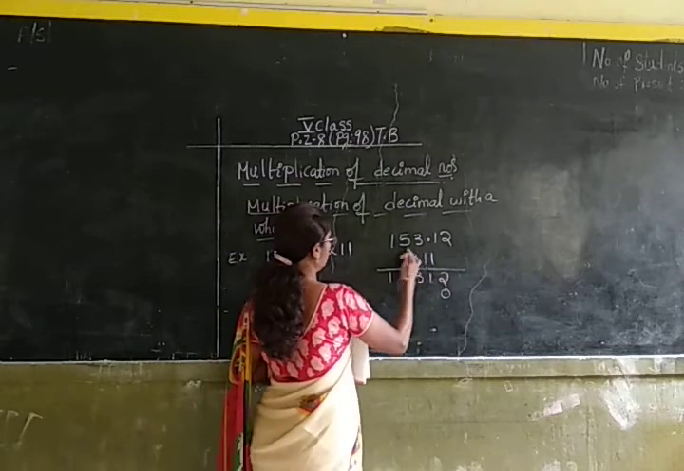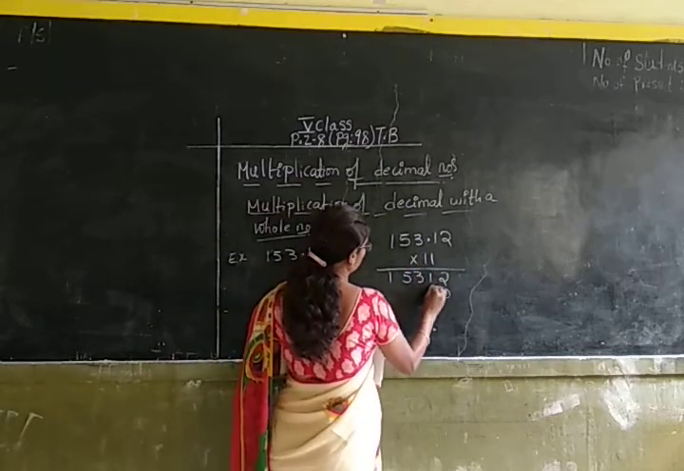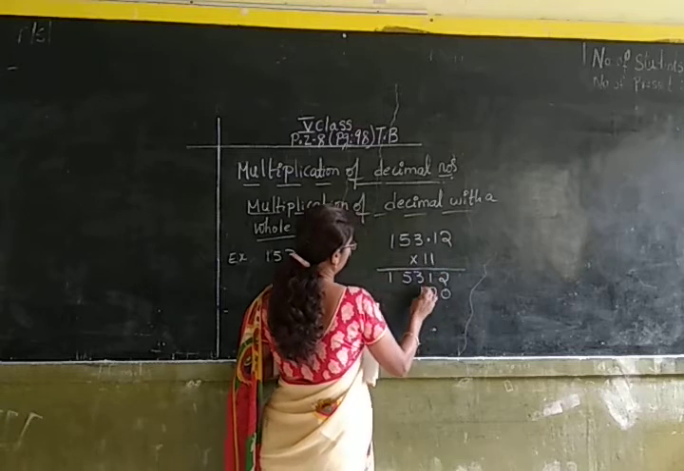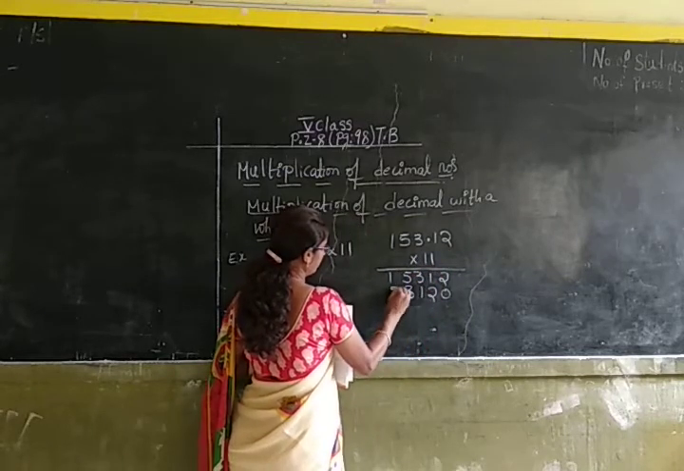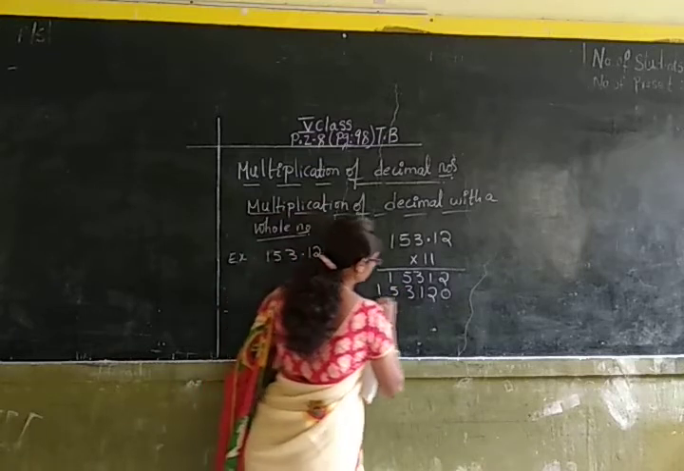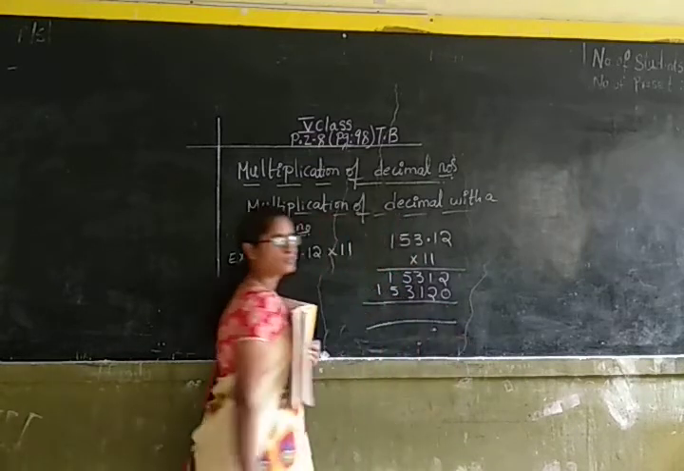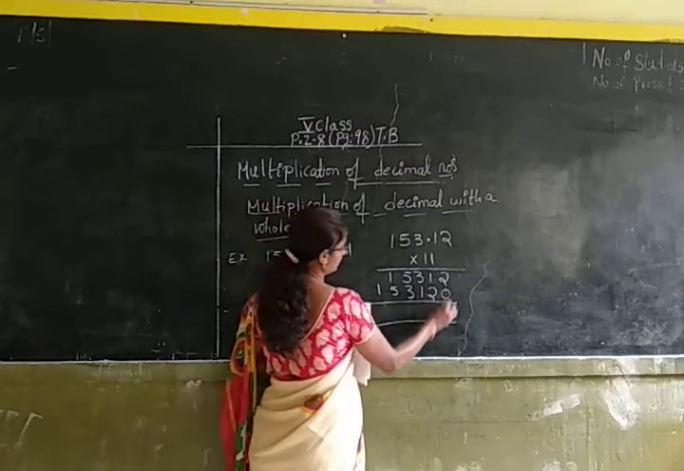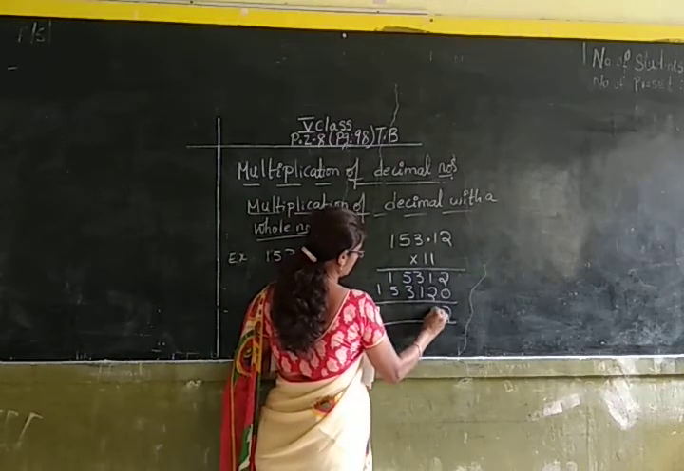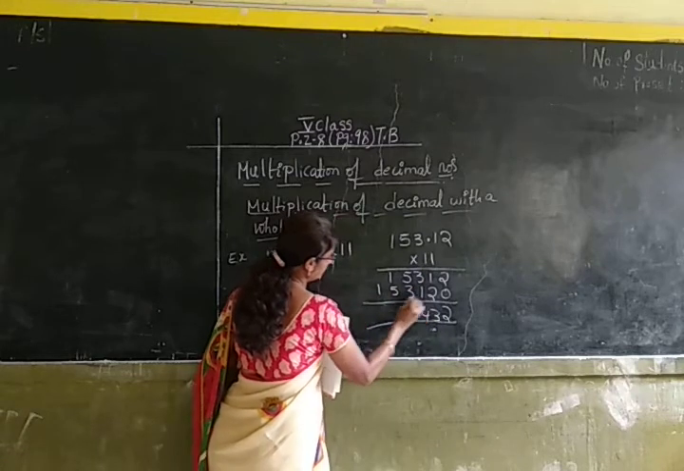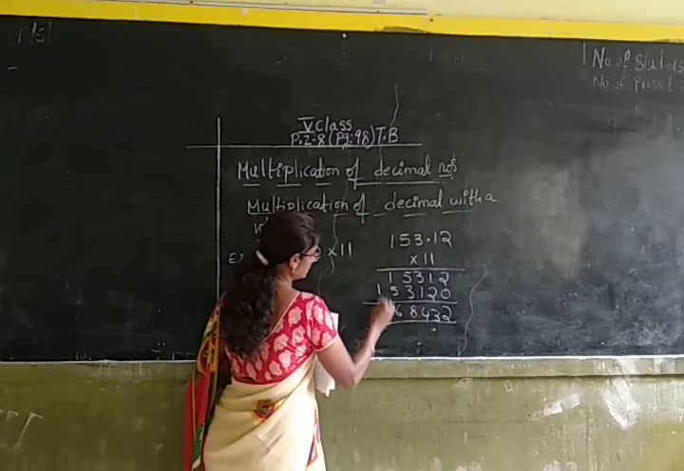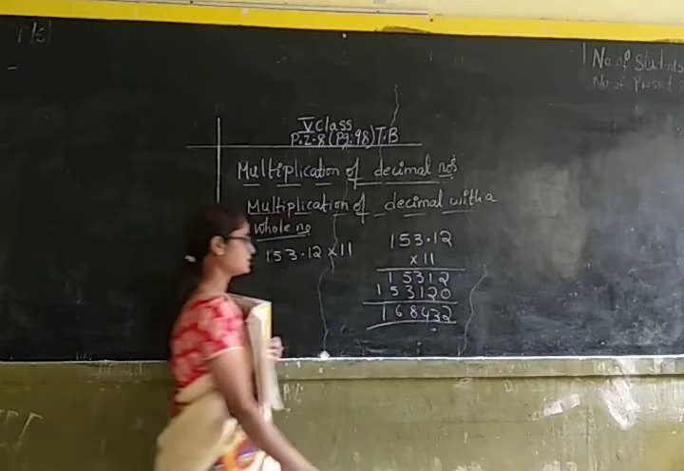Now let us multiply the whole number with 1. 1 2s are 2, 1 1s are 1, 1 3s are 3, 1 5s are 5 and 1 1s are 1. Now let us add both the products. Okay children, 2 plus 0 is 2, 2 plus 1 is 3, 3 plus 1 is 4, 5 plus 3 is 8 and 5 plus 1 is 6. Here the number is 1.